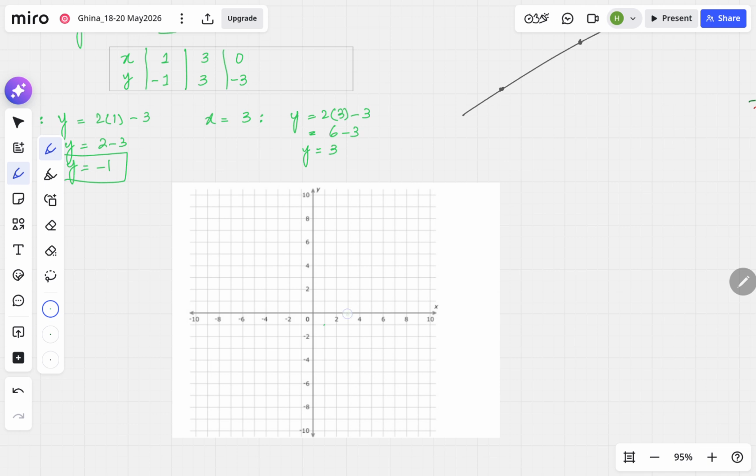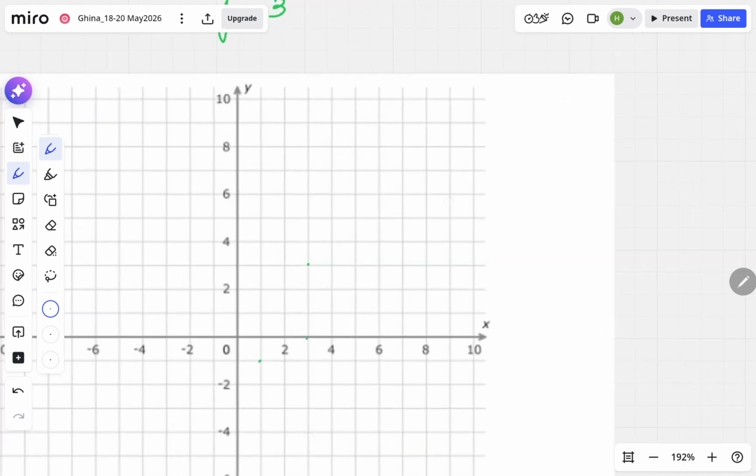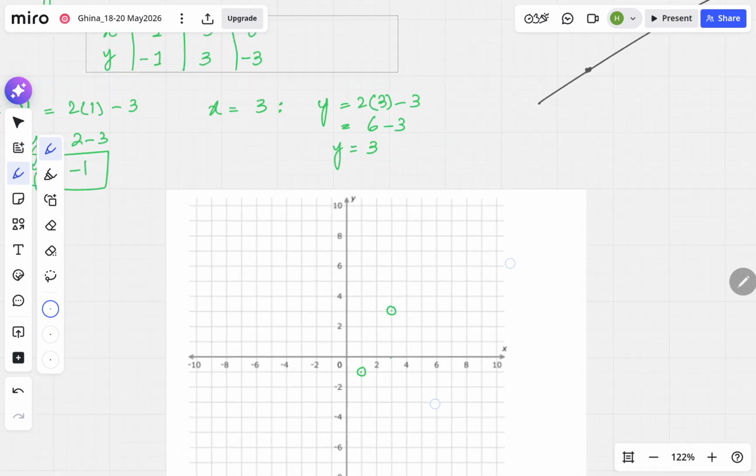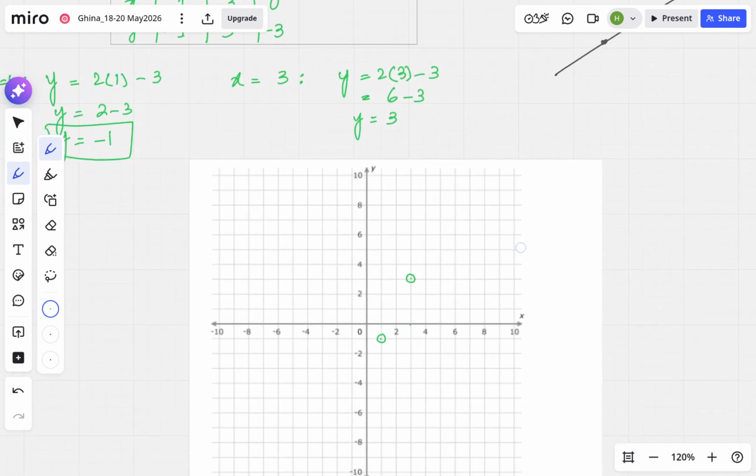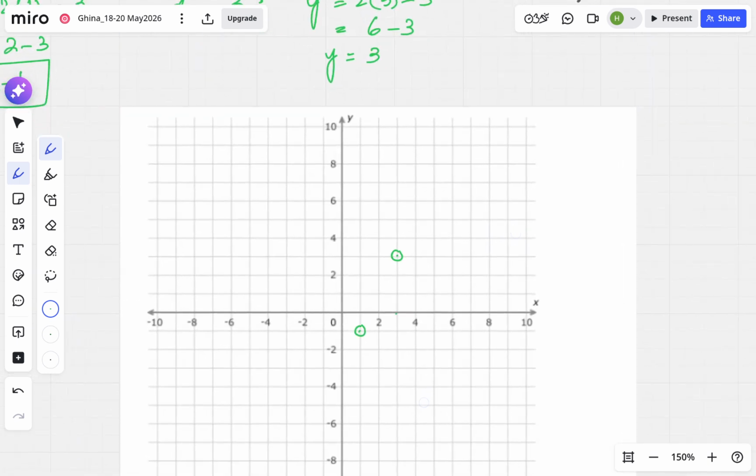So if x equals 3 and y equals 3, our point, I'm making a big circle around it, so y will be 3. And with x equals 0, y is negative 3. Okay, so y is negative 3, and over here x is equal to 0. So let's mark it here.